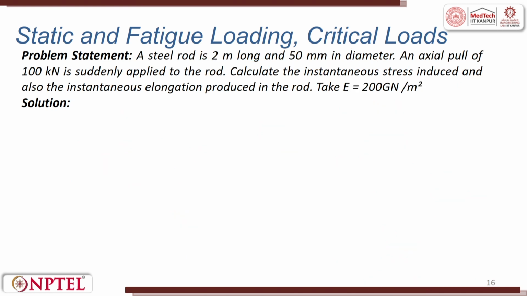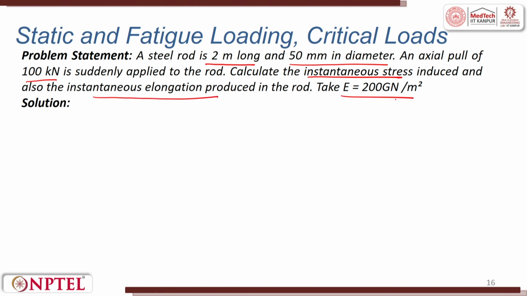There is another problem, very simple, similar to the one that we have been doing in this tutorial and the previous tutorial. A steel rod is 2 meters long and 50 millimeters in diameter. An axial pull of 100 kilonewton is suddenly applied to the rod. Calculate the instantaneous stress induced and also the instantaneous elongation produced in the rod.